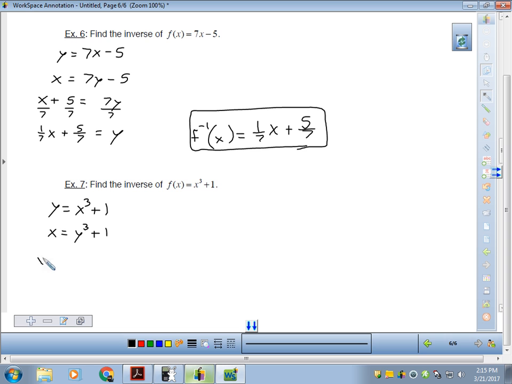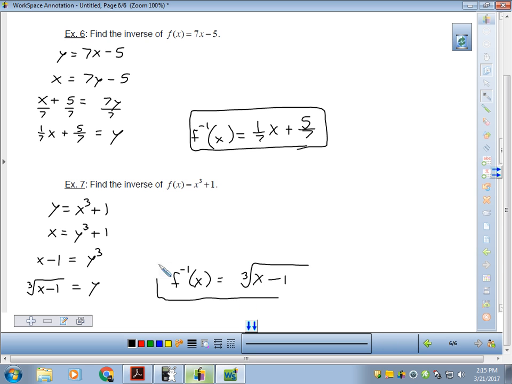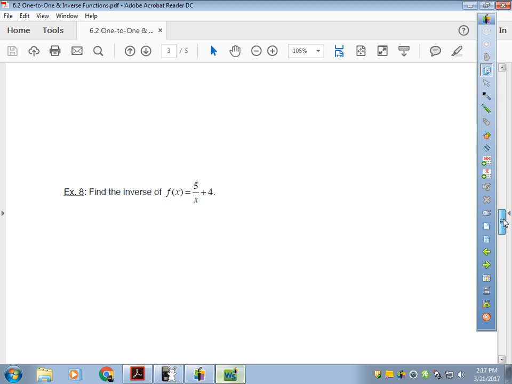Subtract the 1 over. x minus 1 equals y cubed. To get rid of a cube, we use a cube root. So this is the cube root of x minus 1 equals y. Last step, replace the y with f inverse. So f inverse of x equals the cube root of x minus 1. Okay, not too bad. Some of them are pretty straightforward to find inverses of, although there are complicated functions too, and one is occasionally a little bit harder to find an inverse of.